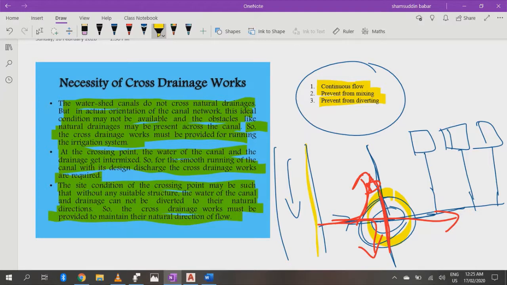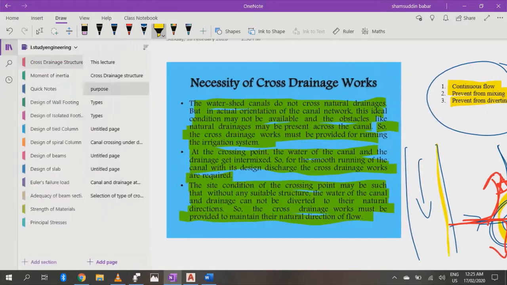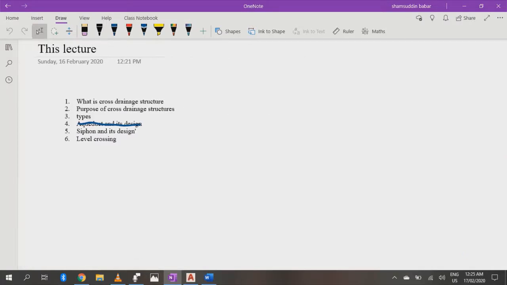Okay, so these 3 points: a cross drainage structure is provided so that the irrigation water can continuously flow, and it also prevents the canal water from mixing with drainage water. It also prevents diversion against its natural flow. So we have learned what a drainage structure is and its purpose; now the types.